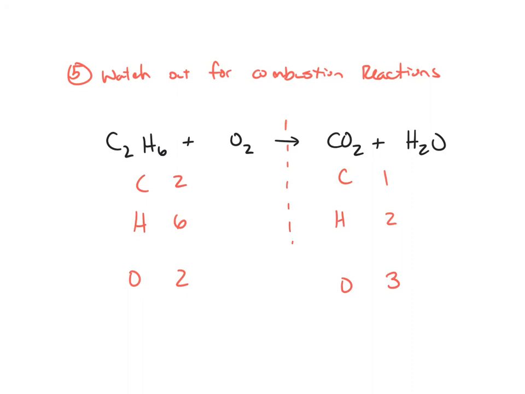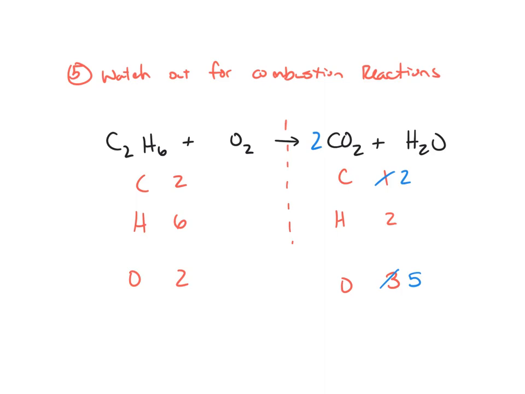Now, save the oxygens and hydrogens till last, so I'm going to start with the carbon. I'm going to double my carbon to turn that to a 2, but now my oxygen count just went up. Pay close attention. 2 times 2 is 4, plus 1 is 5. So oxygen didn't double, it actually went up only a little bit. It went up by 2 because I doubled only some of my oxygens, not all the oxygens.